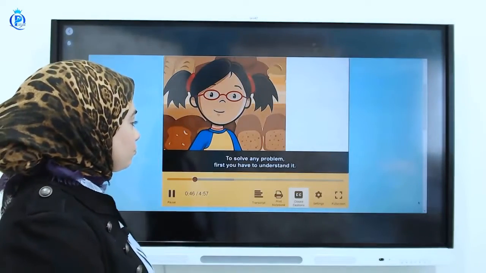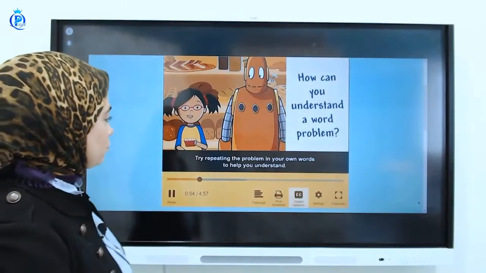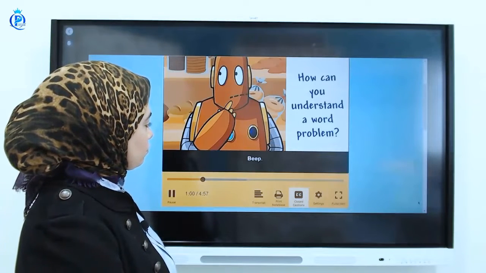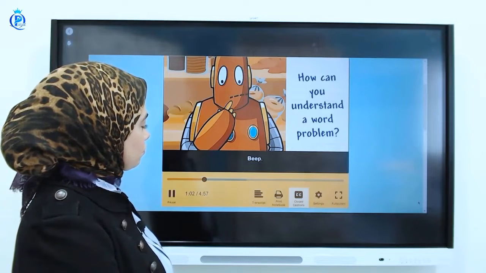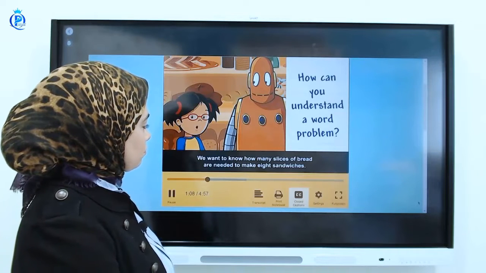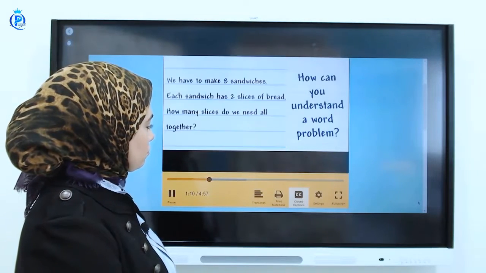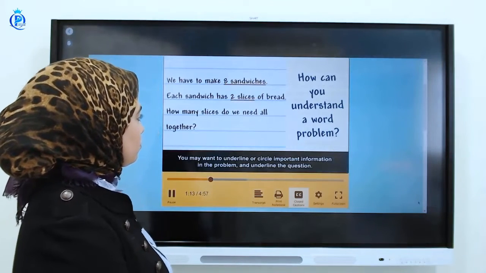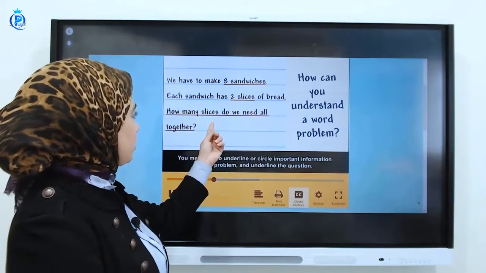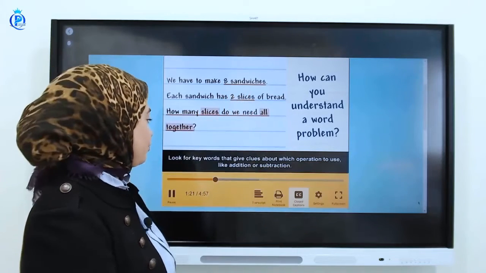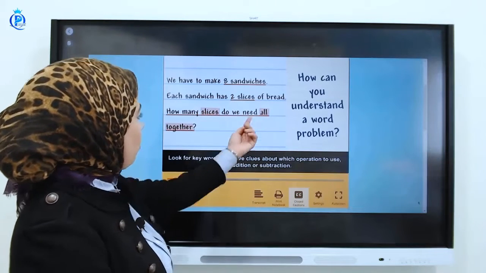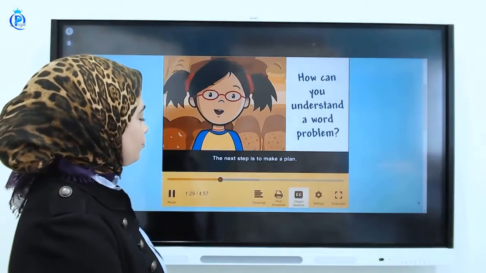To solve any problem, first you try repeating the problem in your own words to help you understand. We want to know how many slices of bread are needed to make 8 sandwiches. You may want to underline or circle important information, like 2 slices, the question, and 8 sandwiches. And give clues about which operation to use, like addition or subtraction. Now, make a plan.